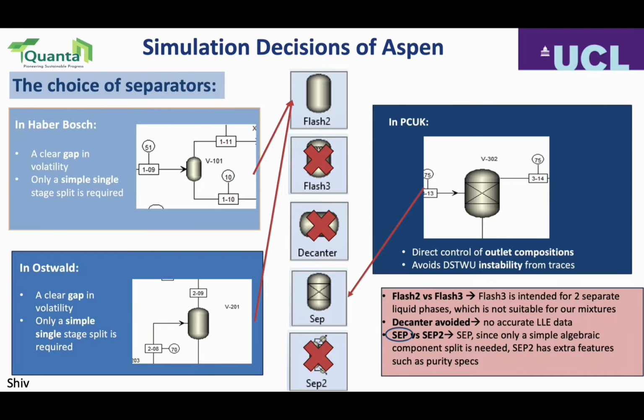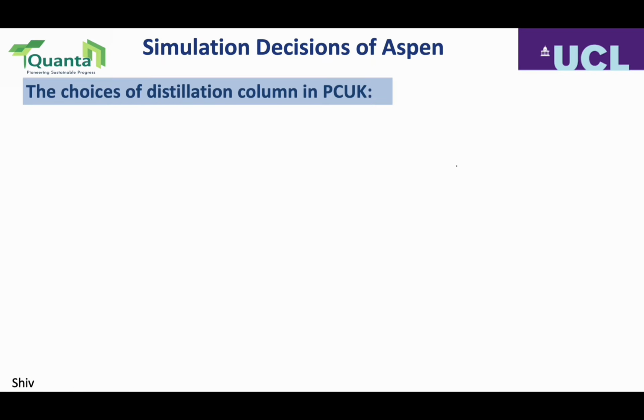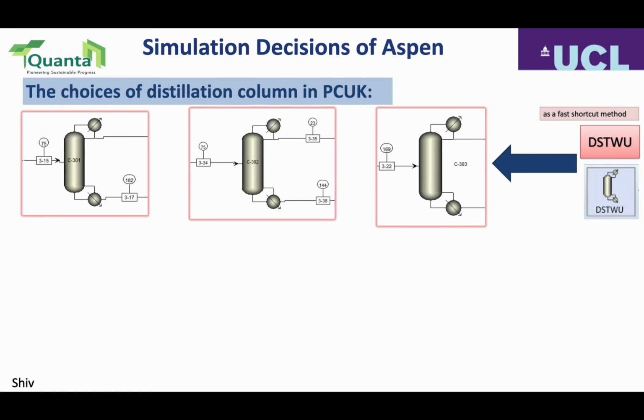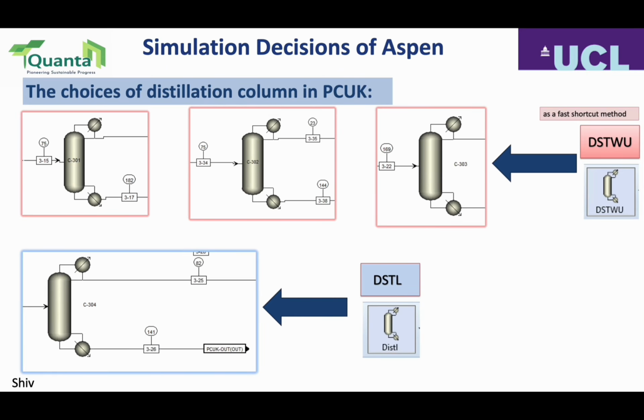For our selection of distillation columns, DSTWU was chosen for 3 of the 4 distillation columns, because it offers a quick and reliable shortcut method for early design when the detailed behavior of the column is not essential. Distill was used instead for separating hydrazine hydrate and water because DSTWU could not handle the azeotrope that forms between these two materials, meaning it could not reach the purity needed for the final product.